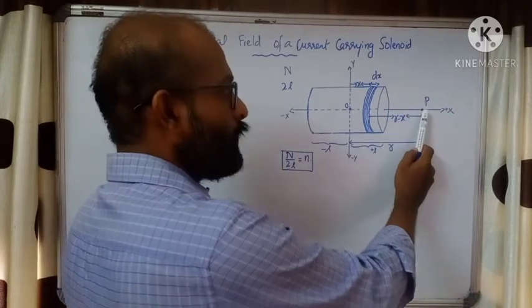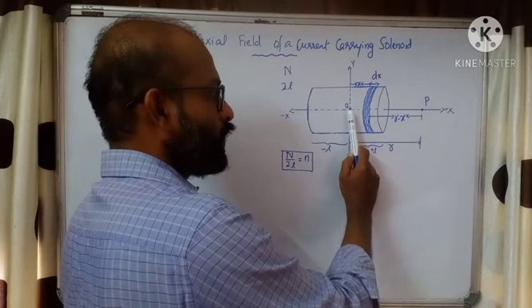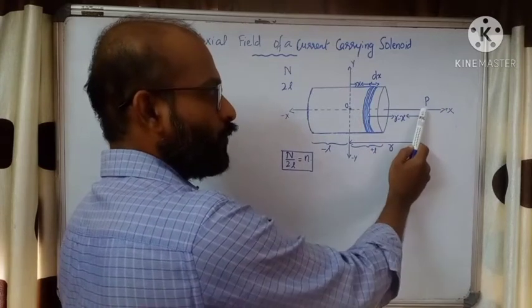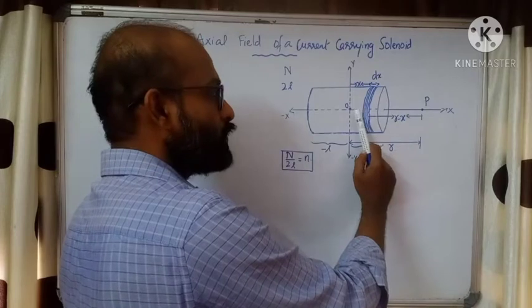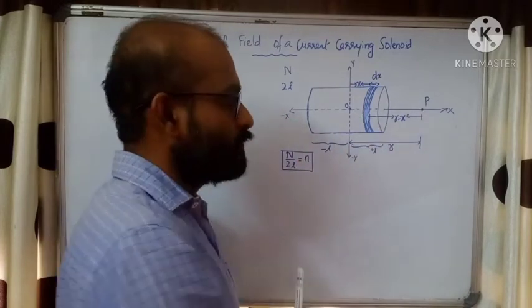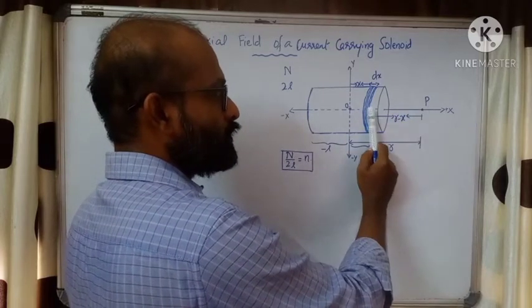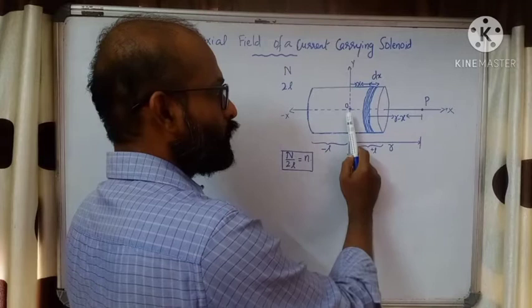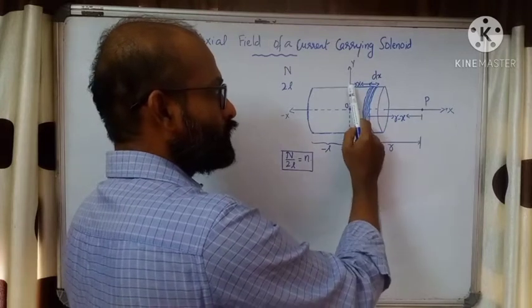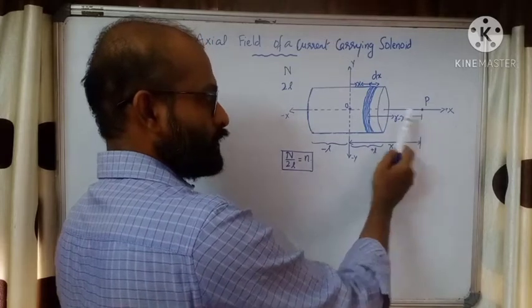So let P be a point. See, from the center, at a distance R, we have a point on the axis. Our aim is to find the magnetic field at the point P. Axial field we need to find. Now if this distance is R, what will be this distance from here to here? Because we know the total distance is R, and this is x, the remaining distance from here to here will be R minus x.